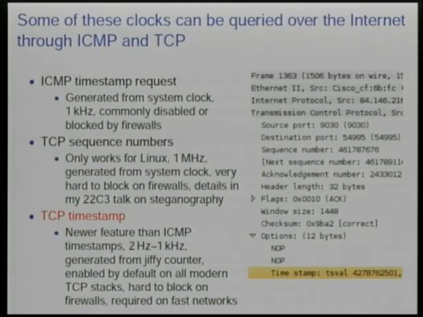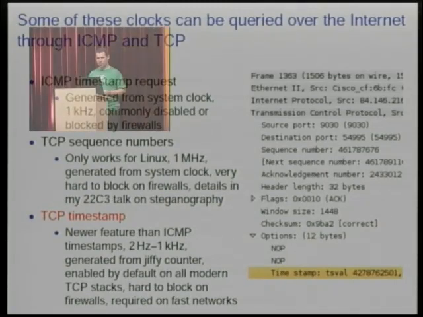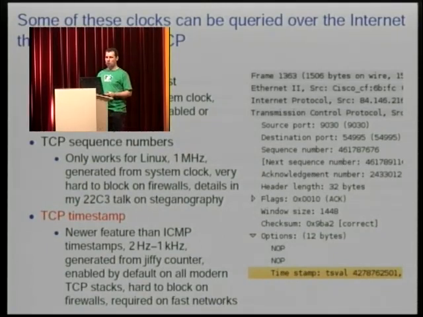But for the rest of this talk, I'm mainly going to talk about the TCP timestamp feature. This is a fairly new feature, but it's enabled on all modern operating systems that you find now. The specification doesn't say which speed the clock should be. In practice, it varies between 2 hertz and 1 kilohertz. On Linux, I think it goes between 100 hertz and 1 kilohertz. It's generated from the Jiffy counter, and this is good because it's not NTP synchronized. And it's also quite hard to block on the firewall because it's a TCP option, and firewalls will typically not manipulate packets. On very fast networks, it's actually essential to have the TCP timestamp. Otherwise, the sequence number will wrap around, and you can get losses of data. It also increases performance.